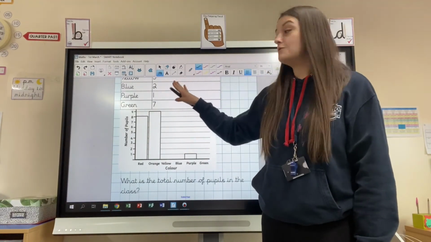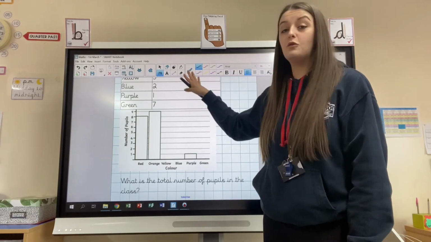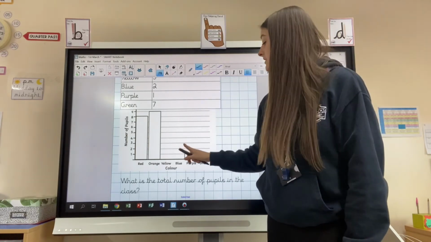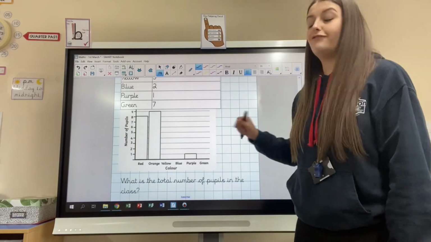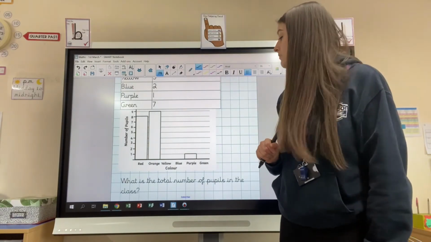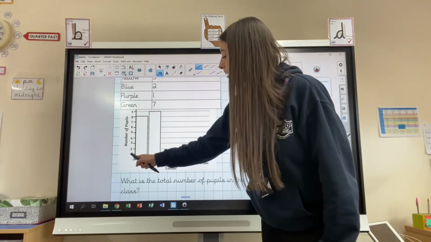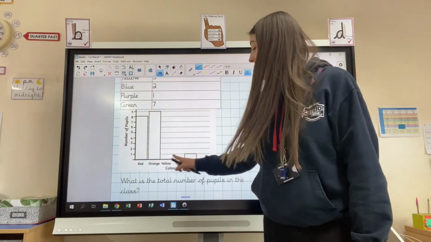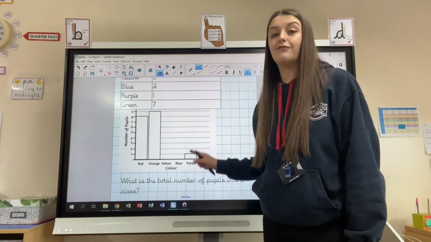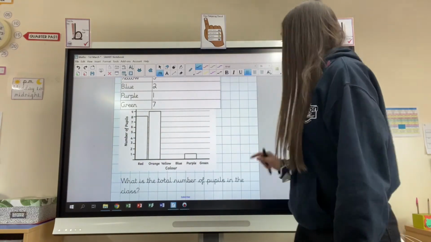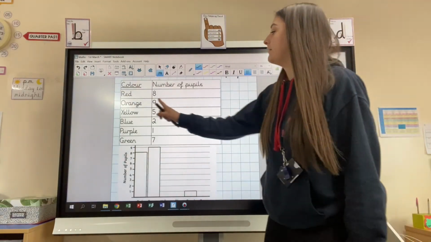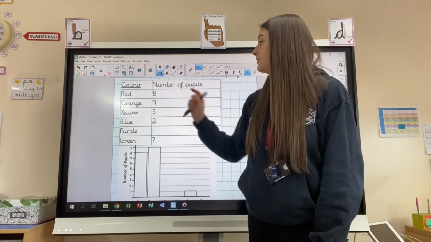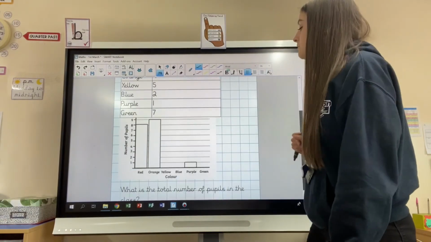So I need to use the table that I've been given with all that data in to help me fill out and finish this bar chart. If I have a look at the axes, I've got the y-axis of the number of pupils at the side, and I've got the x-axis going across with all the different colours. Red and orange has been done, so I'm going to look at yellow. Now yellow, 5 pupils said yellow was their favourite colour.